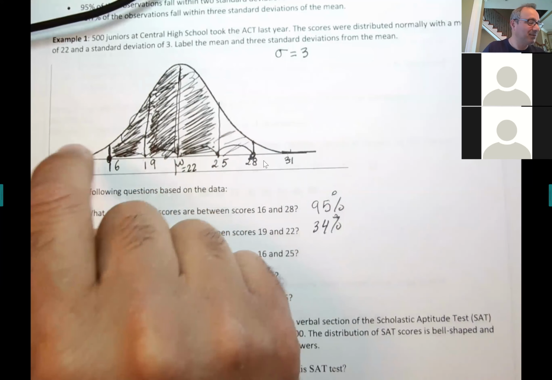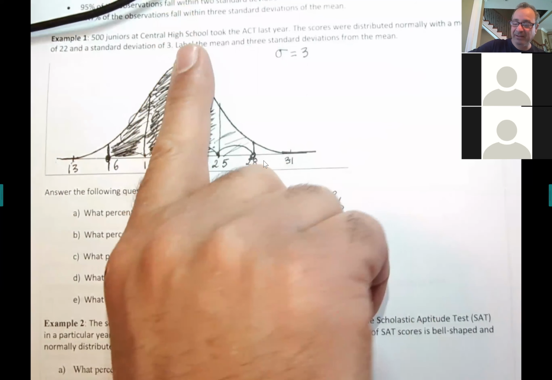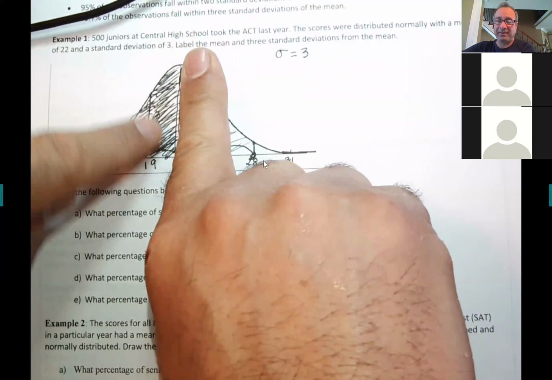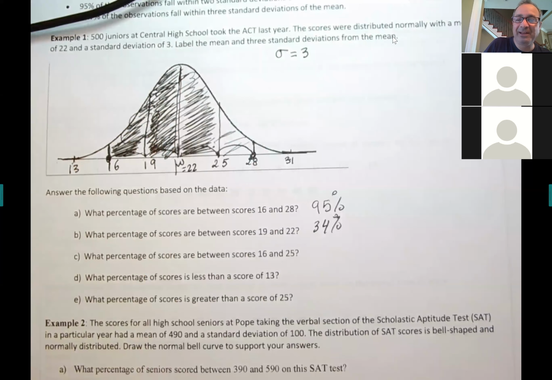So that's worth something. Okay, let me ask you a question, guys. How much is this area right here? This is 2 standard deviations from the left. I got 71.25. We'll see.